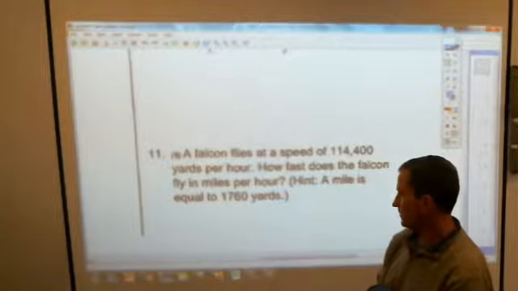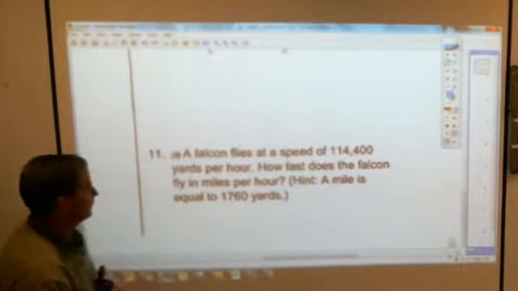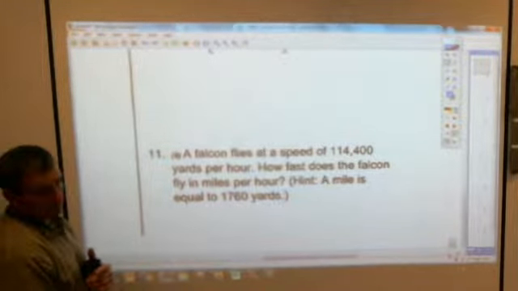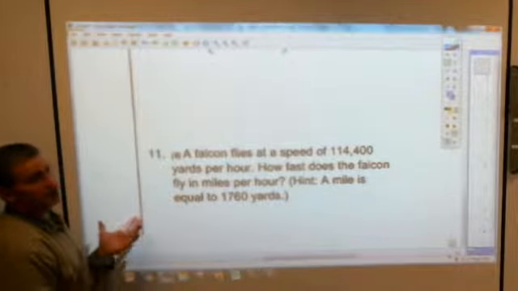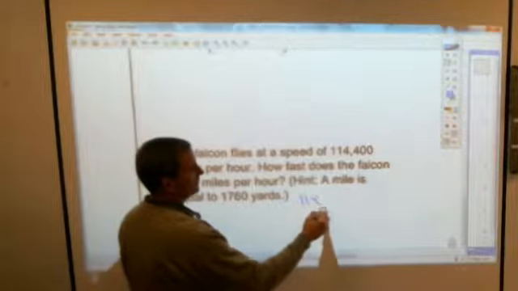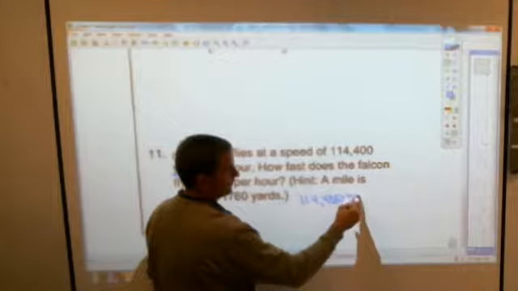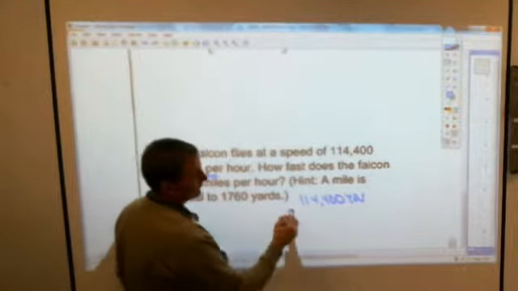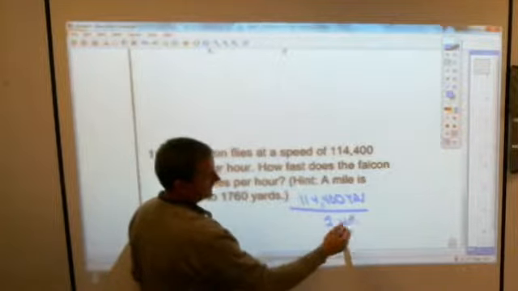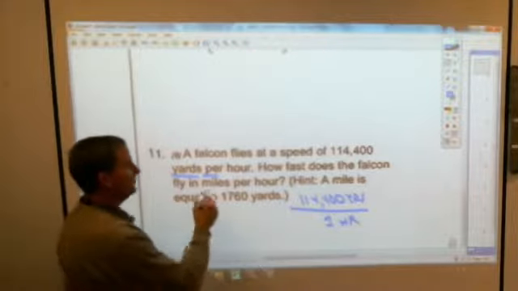Wait, Brant, is this you, 11? Yes. A falcon flies at a speed of 114,400 yards per hour. How fast does a falcon fly in miles per hour? If this confuses you at all, this is all about changing the labels. Did you happen to write this down? 114,400 what? Yards. What does the word per mean? It's a fraction line, per 1 hour. That's 114,400 yards per hour. How fast does it fly in miles per hour?